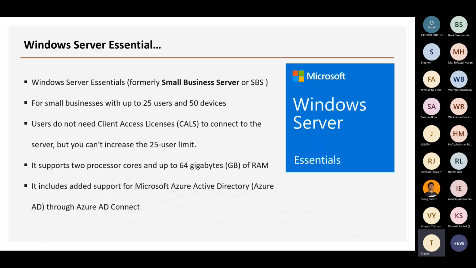So if the user is looking for a small organization, in that kind of situation you can go for the Windows Server Essential version. For example, I have an office, I need only 25 users, and I don't need any separate client access license. My configuration requirement is only up to two processors and 64 GB of RAM. In that kind of situation, you can go for the Windows Server Essential version.